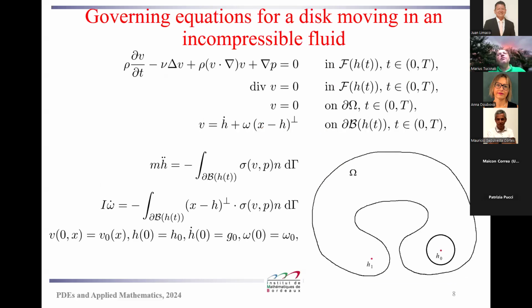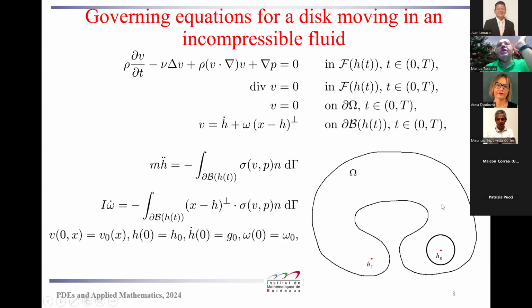So what are the models involved in these problems? Quite generic ones. For the fluid, I can have Navier-Stokes or Euler, but let us say that here I have Navier-Stokes with a coefficient nu, which is a viscosity, which is strictly positive. And the Navier-Stokes equation with the incompressibility condition, divergence of v equal to 0, holds in a domain denoted by F(h(t)), where h(t) is the position at instant t of the center of a rigid ball, which moves in the fluid.